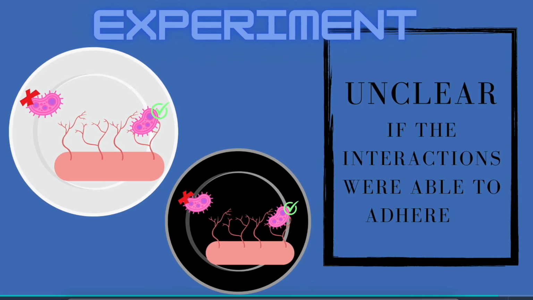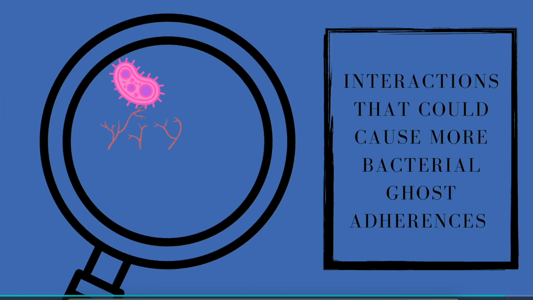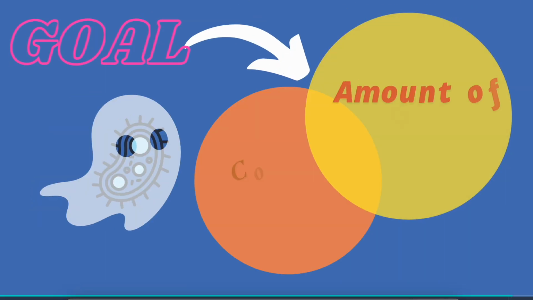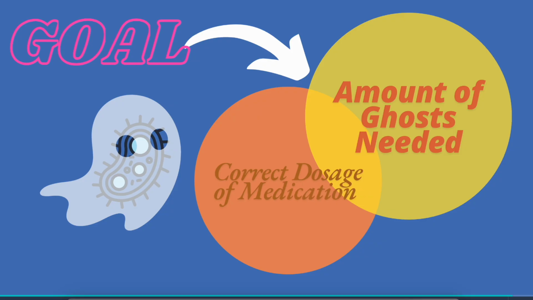On the other hand, black plates were used to see if we could adapt the well-established experiment for something more aligned with our project goals. We were specifically looking for bacterial ghost GPCR interactions that cause bacterial ghost adherence. In other words, could we establish methods to find GPCRs for bacterial ghosts to adhere to?